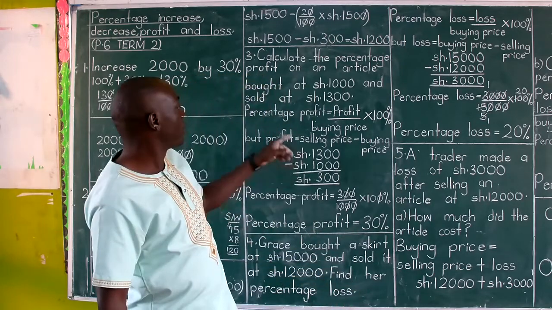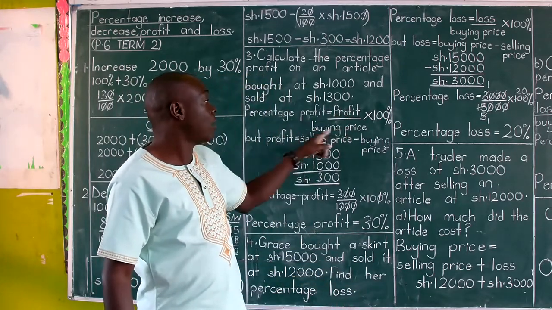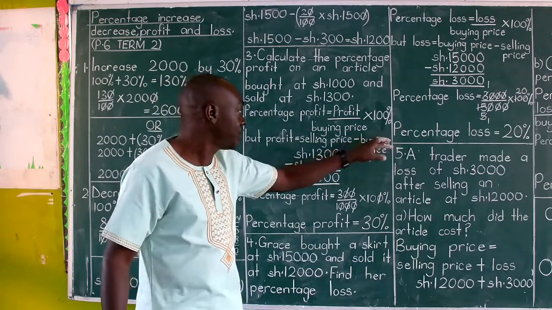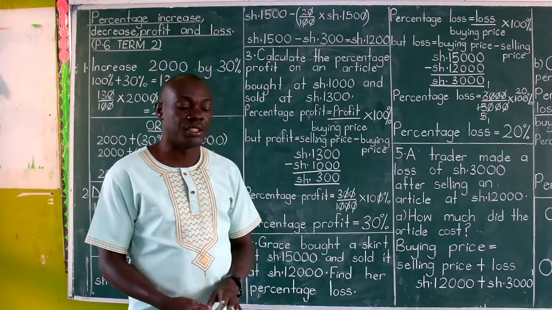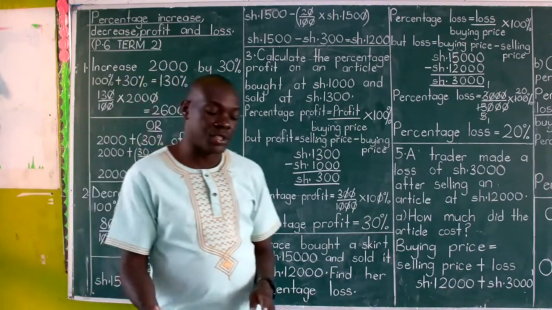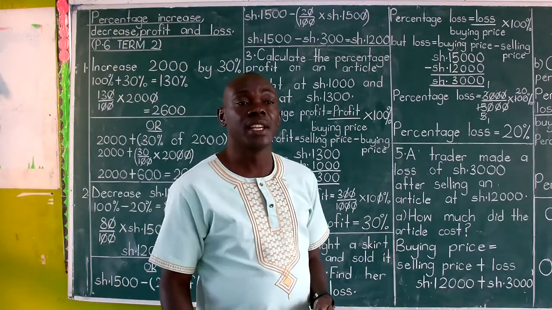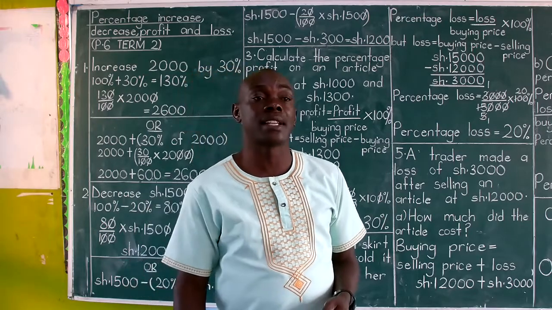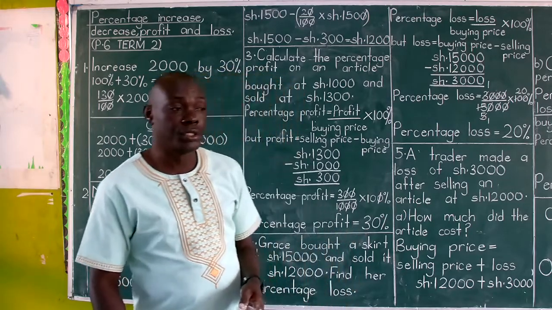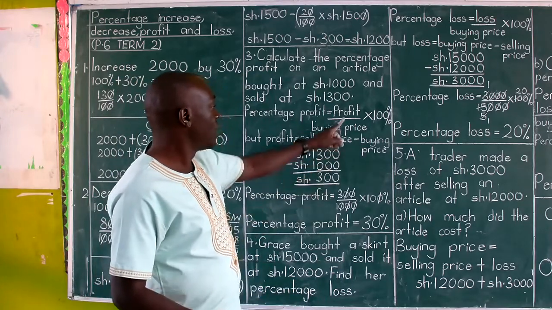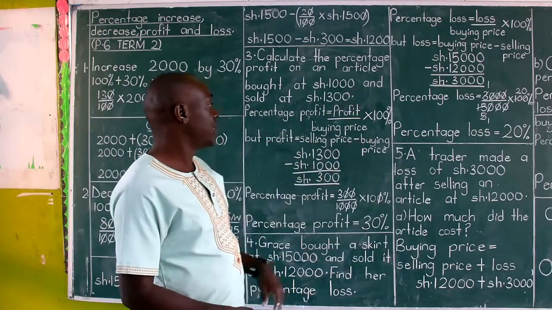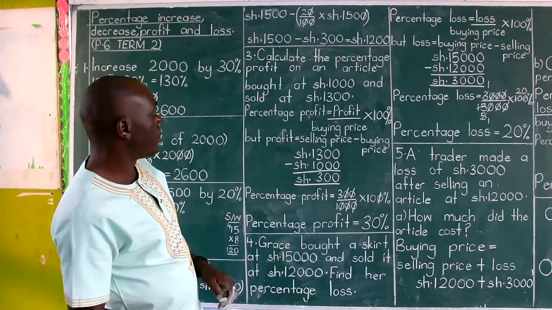So when you find someone saying percentage profit is profit out of cost price times 100%, it will be the same as profit out of buying price times 100%. But when you ask for percentage loss, you say percentage loss equals loss out of buying price times 100%. Both use buying price, please. So ensure you use buying price. Where profit is, use loss when you ask for percentage loss.